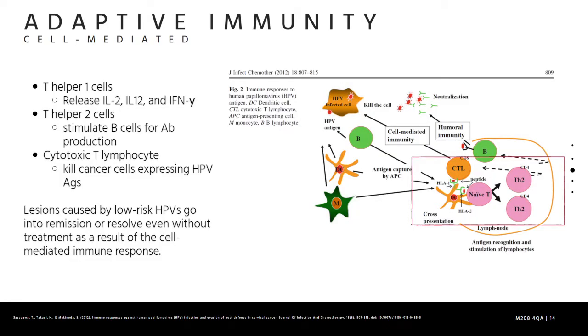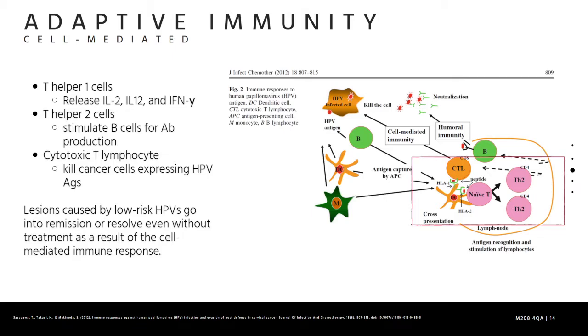The signal from APCs that we talked about earlier triggers the differentiation of naive CD4 plus cells into type 1 helper T cells and type 2 helper T cells, and they mediate the adaptive immune response during infection. So Th1 cells induce cytotoxic T lymphocytes to kill various infected cells, and they release IL-2, IL-12, and interferon gamma. On the other hand, Th2 will stimulate the humoral immunity, so they stimulate B cells to produce antibodies.